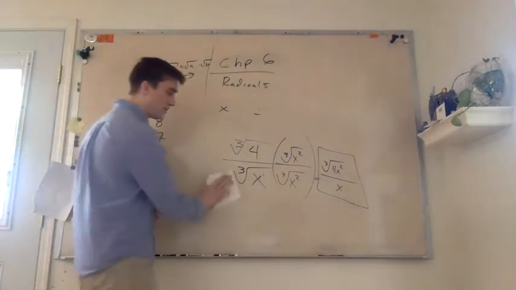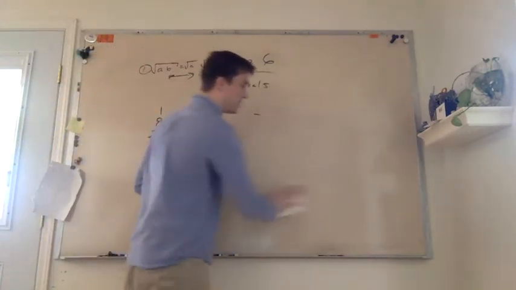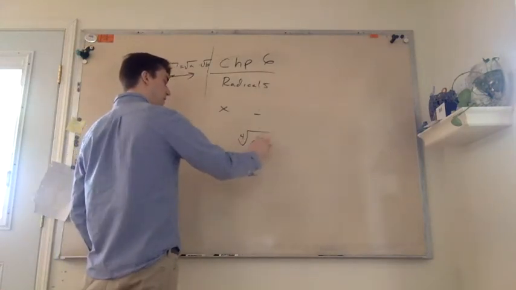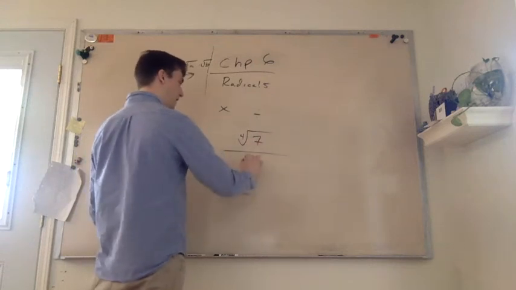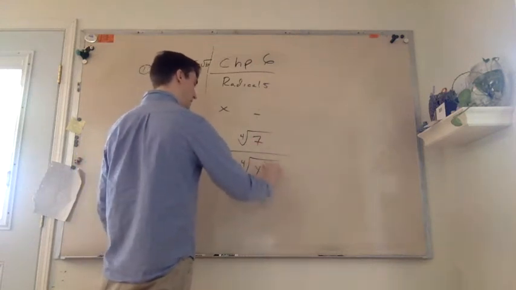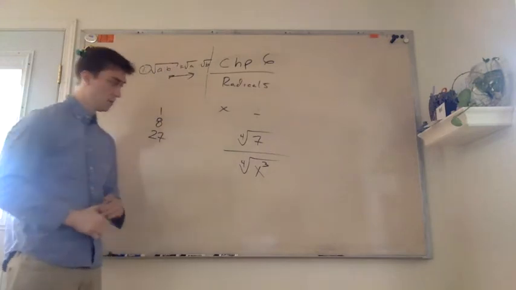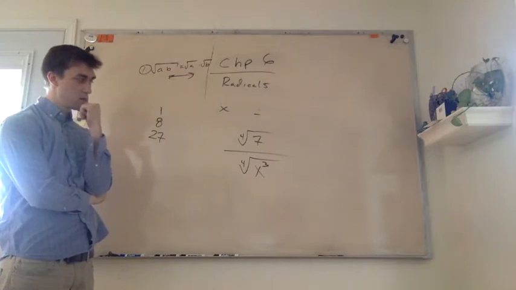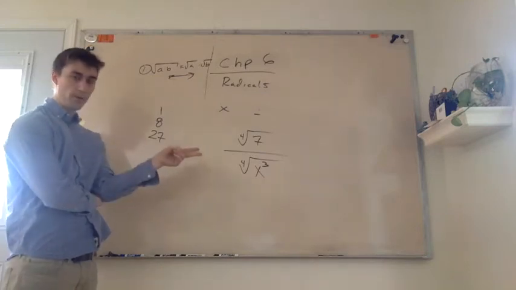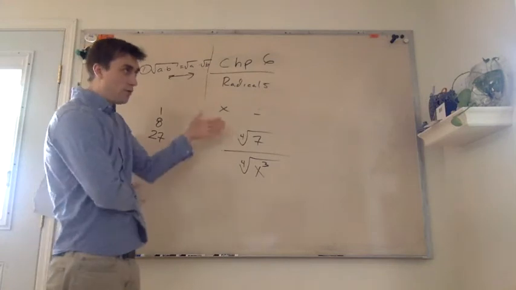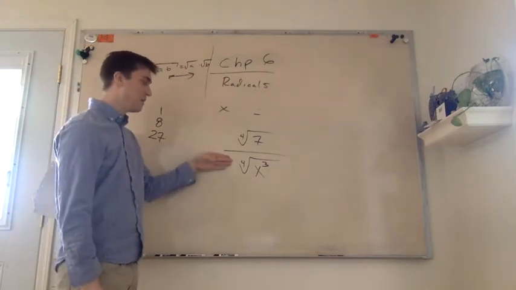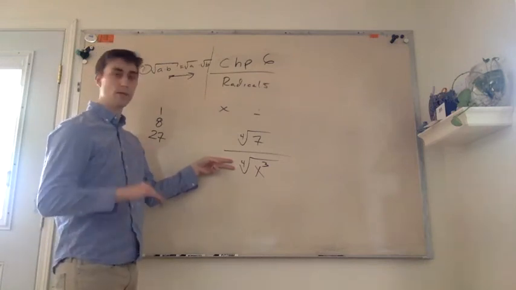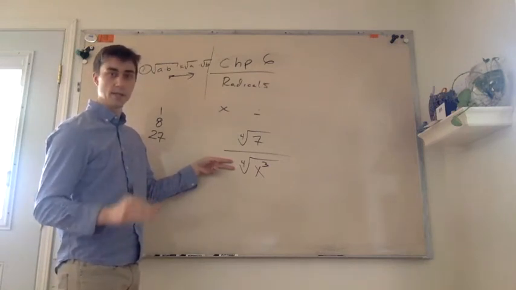All right, one more for you to try, and then we'll move on. When you see this, try the 4th root of 7 divided by the 4th root of x cubed. Give this a try. So it's a 4th root. It's two 4th roots being divided. Anytime you have any root in the denominator of a fraction, that's a problem. So you've got to rationalize the denominator or cancel it in some way.